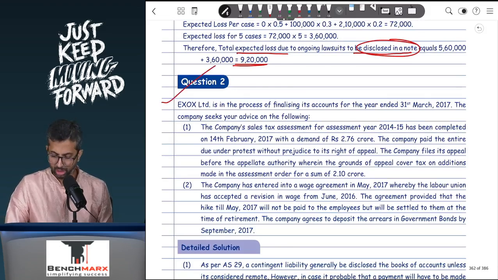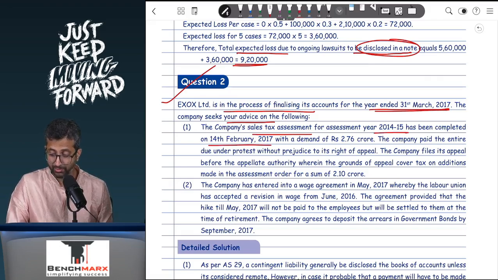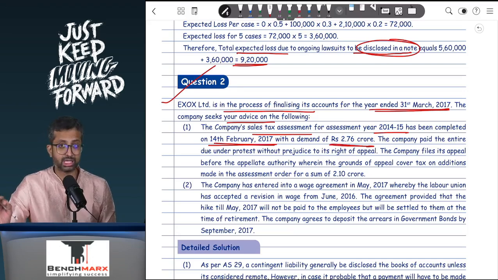Next, we have question number 2. It's more like an AS 4 type and AS 29 combined question. Exox is in the process of finalizing its accounts for the year ended 31st March 17. So it is in the post-balance sheet period. The company seeks your advice in the following. The company's sales tax assessment for the year 14-15 has been completed on 14 February 17. This is completed during the year, and hence you will record this with a demand of 2.76 crores. This is an actual liability.